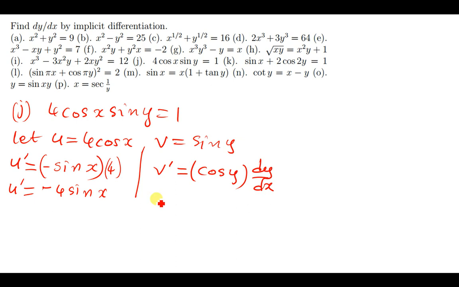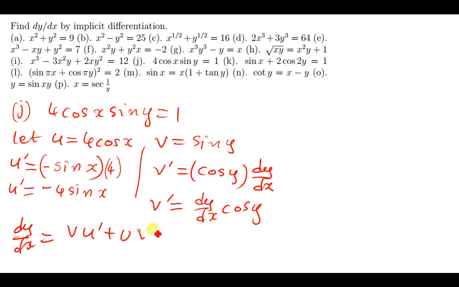So the final solution for this one will be v prime is equal to dy dx cos y. So now we replace the two solutions in the formula. The formula is dy dx is equal to v u prime plus u v prime. So we replace the two expressions in the formula.